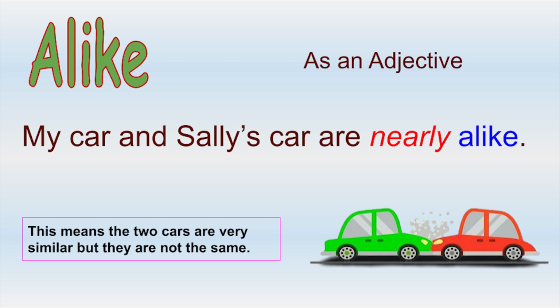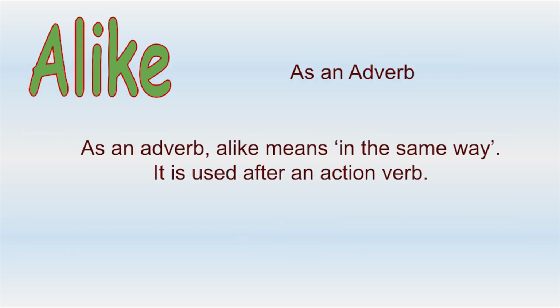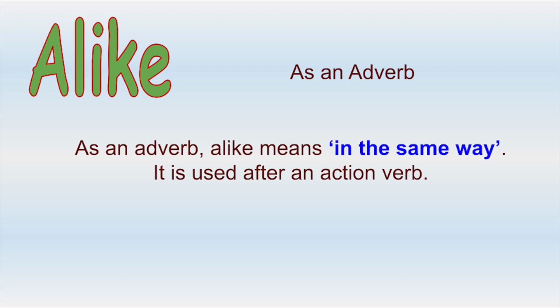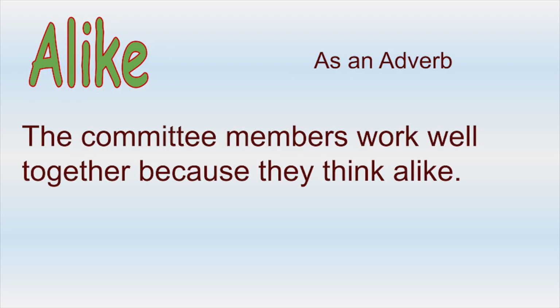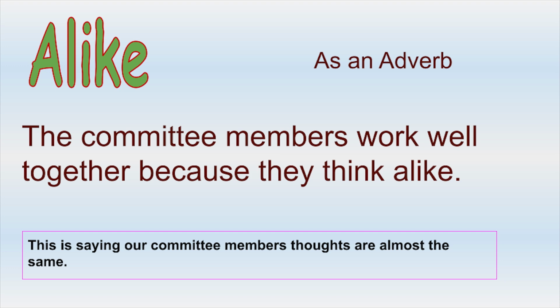As mentioned earlier, alike may also be used as an adverb. As an adverb, alike means in the same way. It is used after an action verb. For example, the committee members work well together because they think alike. Our action verb is think, and it precedes the adverb alike. It means our committee members' thoughts are almost the same.